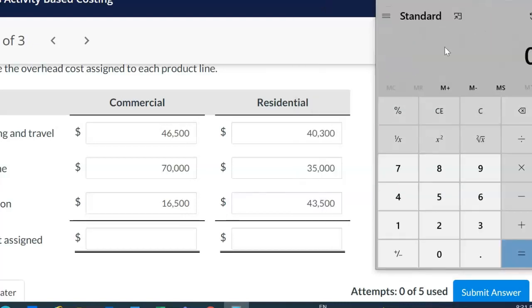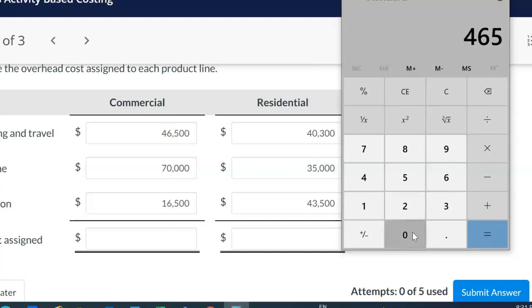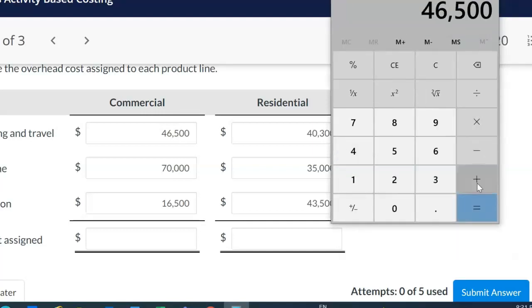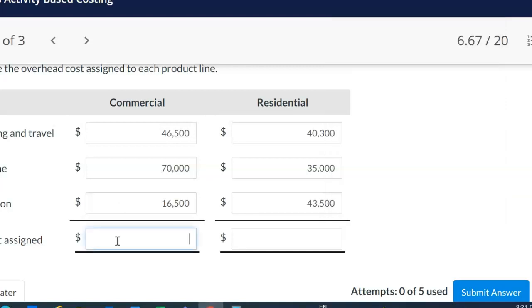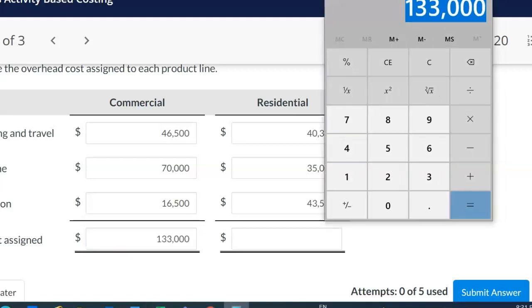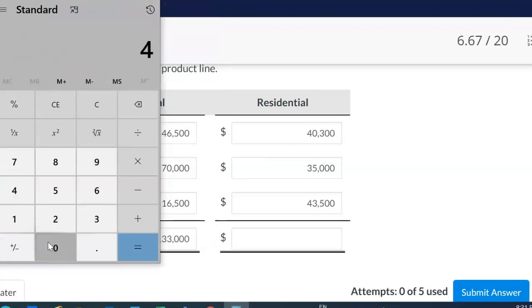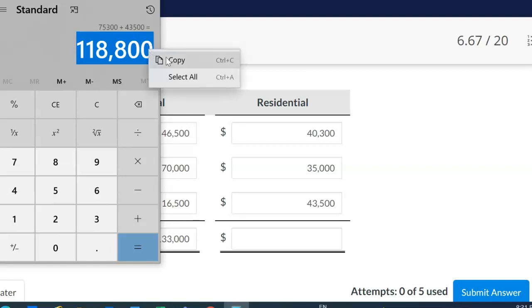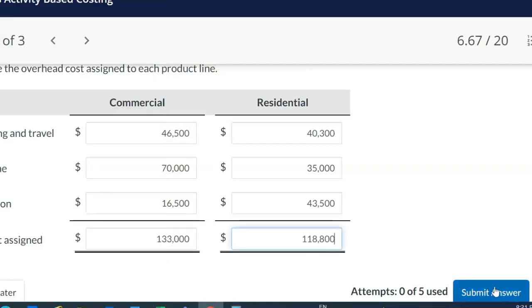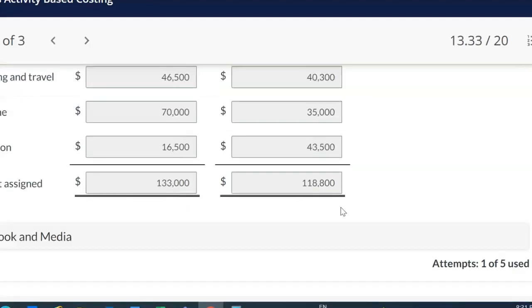Total amount assigned, 43, 35, plus 16.5. Okay. We have it. 133. Okay, add the other ones. I think there's something wrong here. No, it's fine.